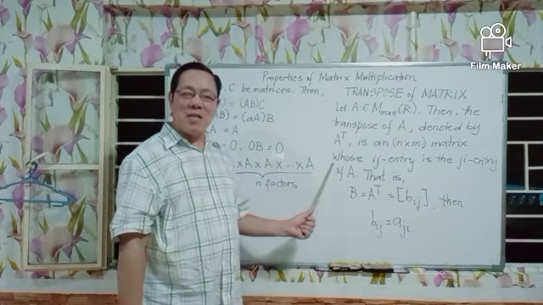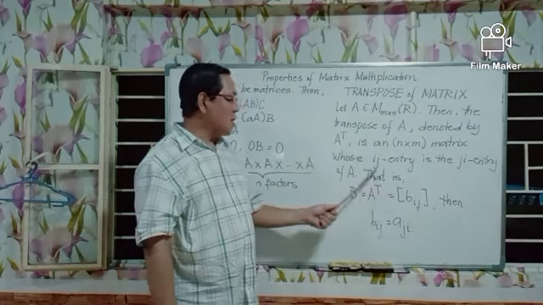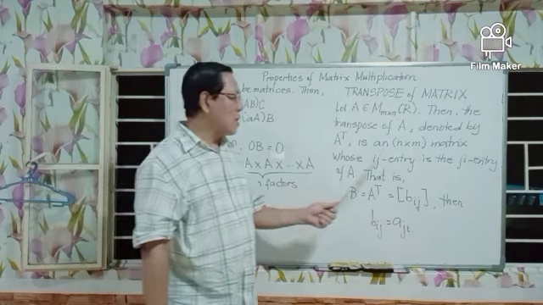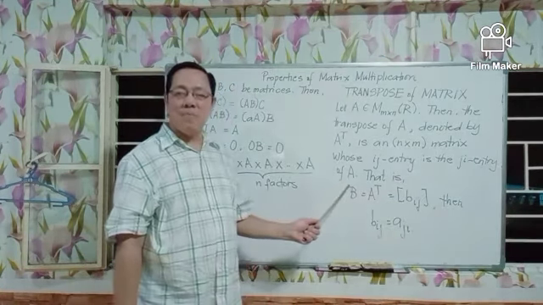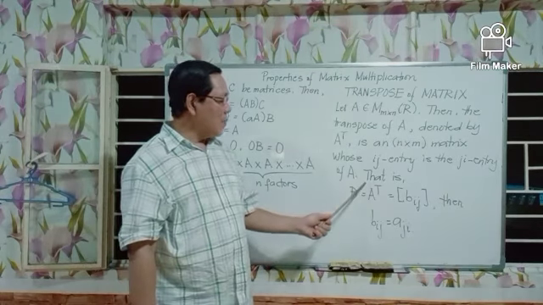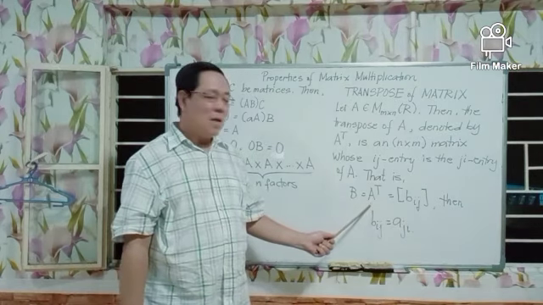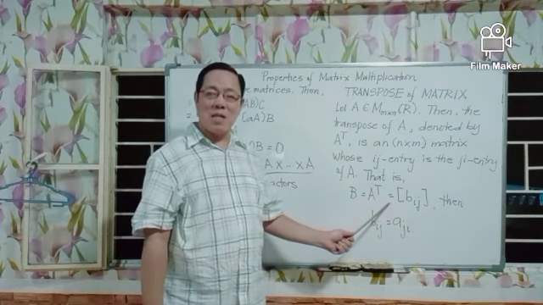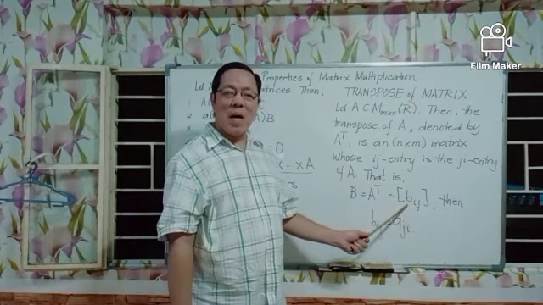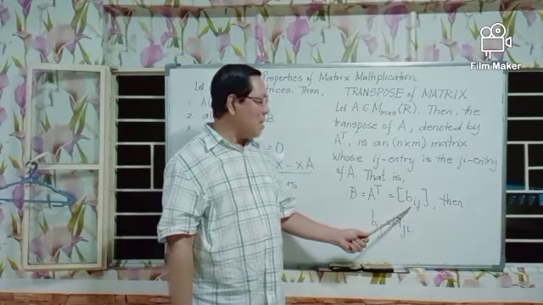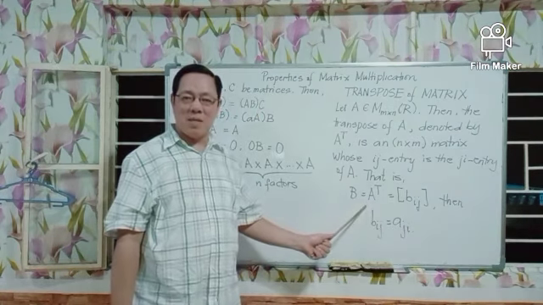And the ij entry of the transpose of matrix A, the ij entry in A transpose, is the ji entry of the matrix A. If we let capital B be A transpose, or the transpose of A, then we write the entries of matrix B as B sub ij. This is the entry in the ith row and jth column of matrix B, which is the transpose of matrix A.